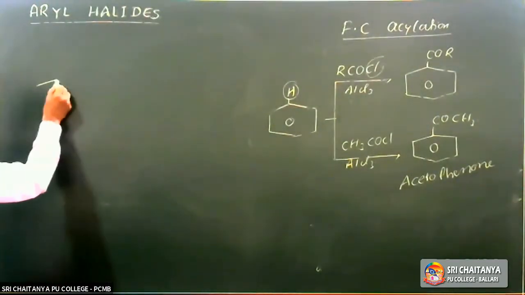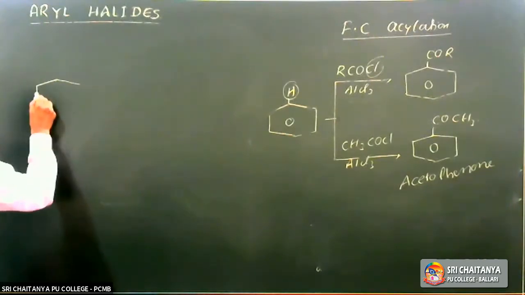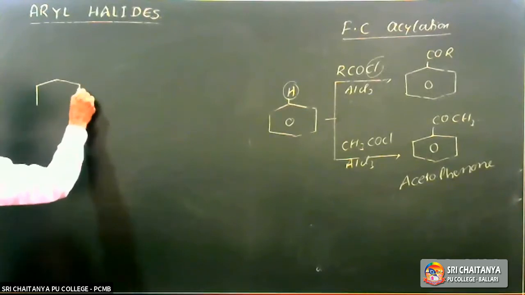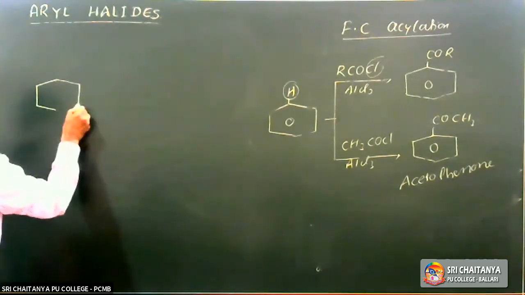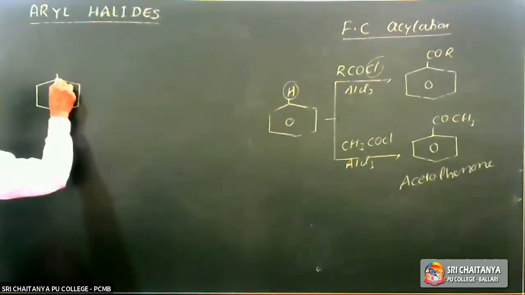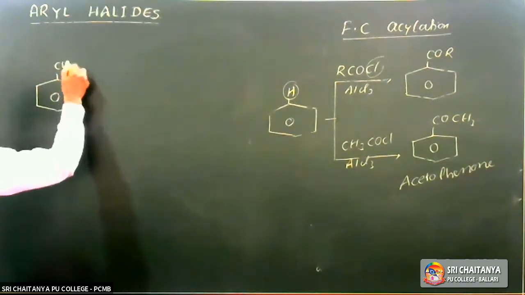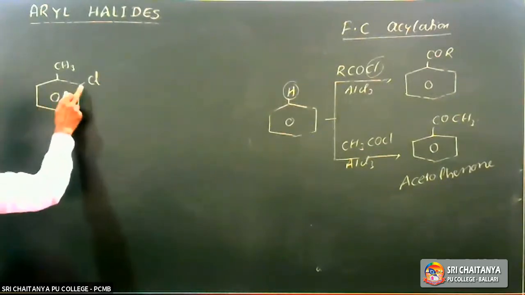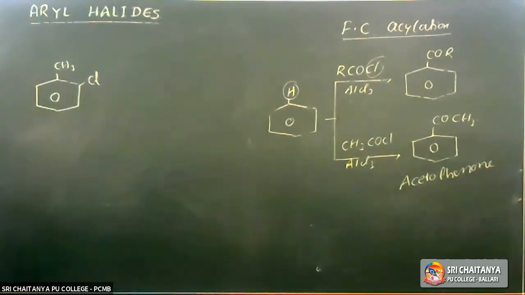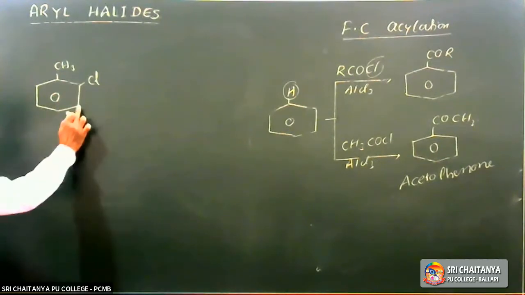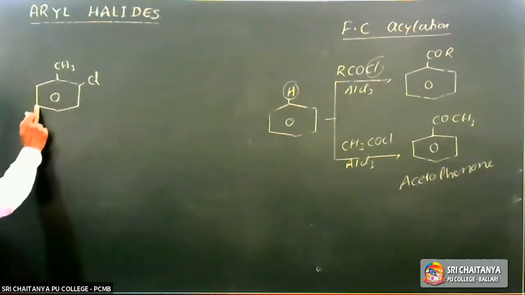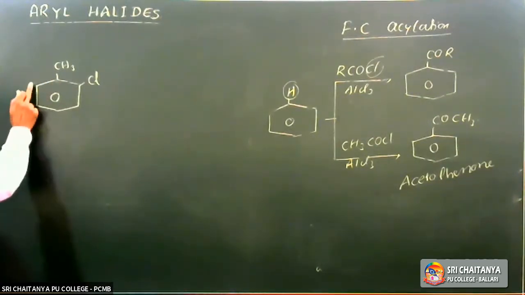Next, substituted haloarenes. It is a benzene ring with CH3, and suppose there is Cl. This is called orthochlorotoluene, as it is at the ortho position. 1,2 is ortho, 1,3 is meta, and 1,4 is para. The second position is ortho, the third position is meta.